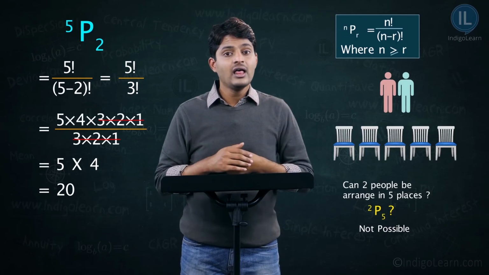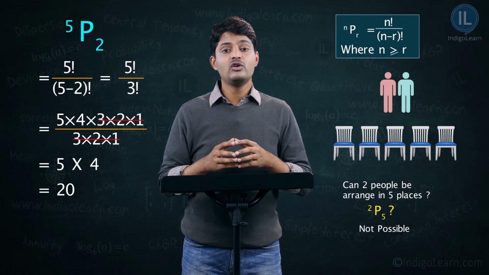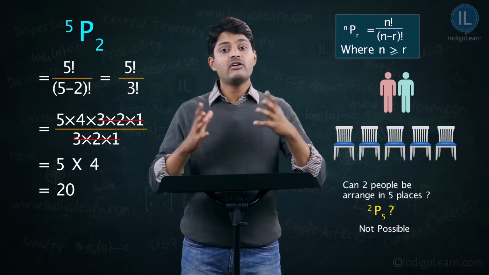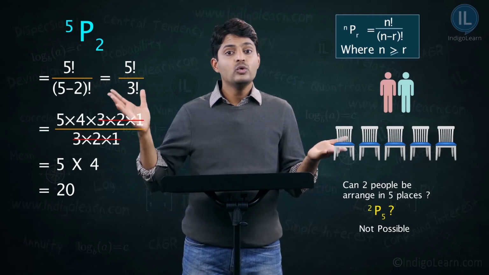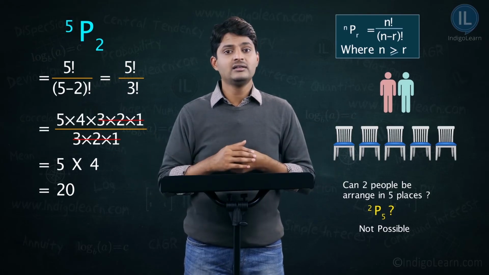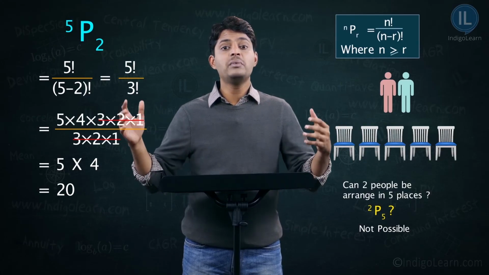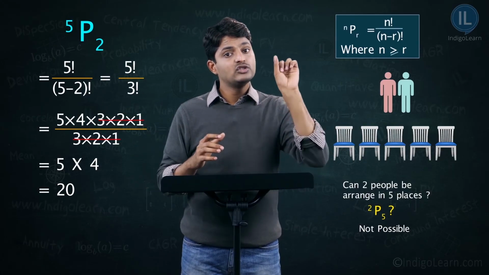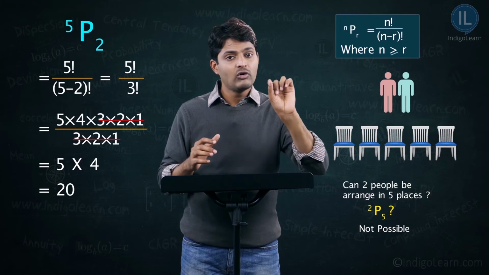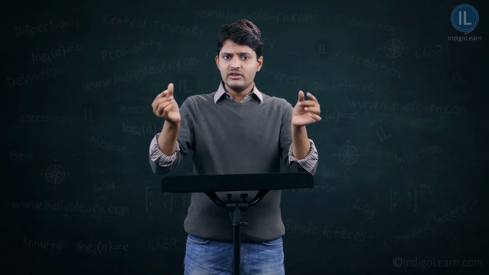Or in other words, I can find out what is the value of 5P2, I can find out what is the value of 5P5, but I can never find out what is the value of 2P5 or 3P5 or even 4P5 for that matter. Agreed? So the first basic rule whenever we are using the formula nPr is n is always greater than or equal to r. We have tried to arrange the letters of the word.